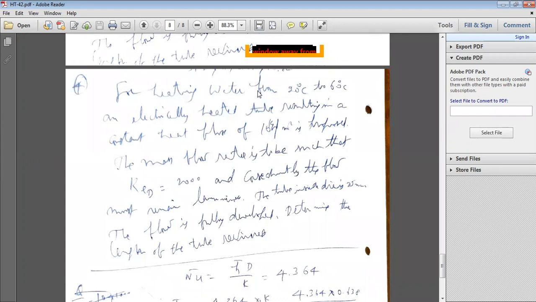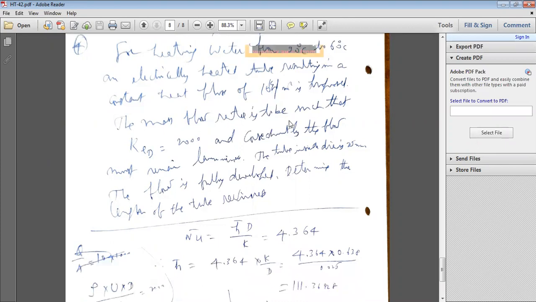For water, heating water from 20 to 60 degrees. An electrically heated tube resulting in a constant heat flux of 10 kilowatt per meter square is proposed. The mass flow rate is such that the Reynolds number is 2000, because up to Reynolds number 2000 there is laminar flow only. That's why you need not calculate the Reynolds number here.